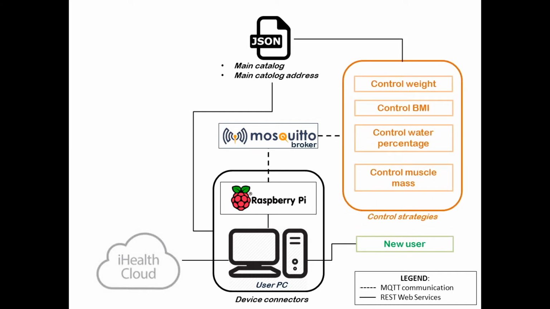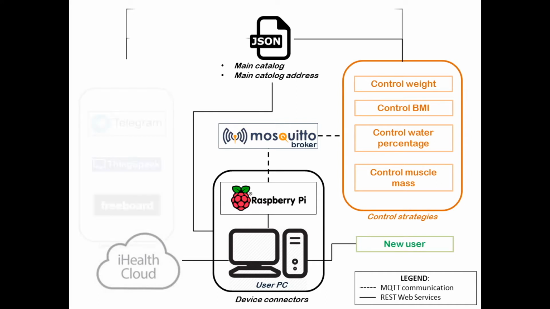microservices. To check the user's health conditions, 4 parameters have been considered, and for each of them a control microservice has been developed. Firstly, it is verified that the retrieved weight, BMI, water percentage, and muscle mass data belong to each user. Then, we can manage and evaluate them.